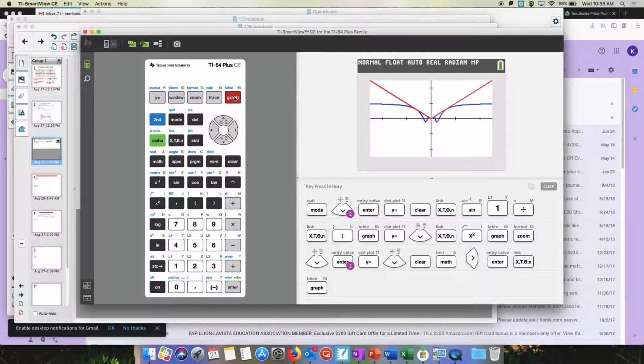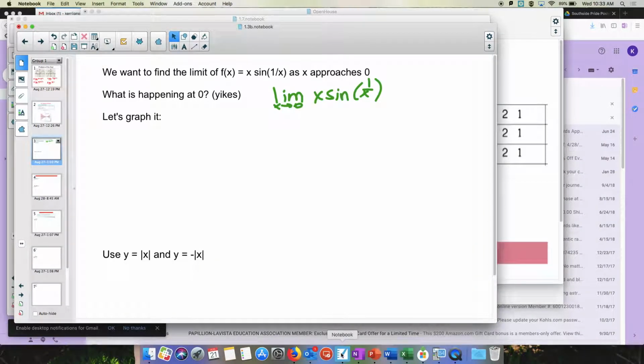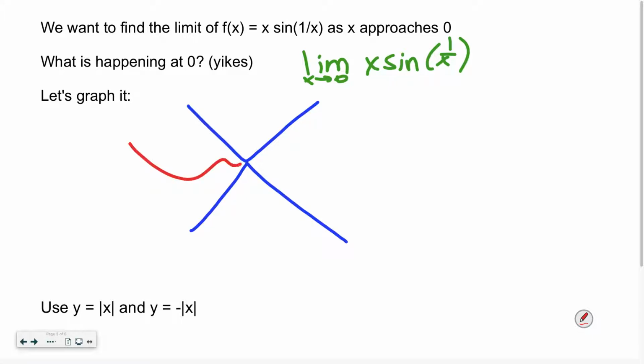So what could go below? Negative absolute value of x. I am so proud of you all. So we have the absolute value of x. There we go. The negative absolute value of x. And something's happening, right?